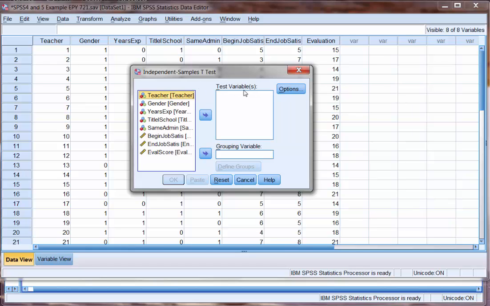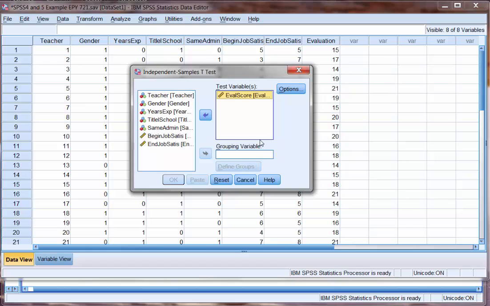First of all, you've got to choose your test variable. This is your dependent variable. And in this case, we want to know what the effect of teacher experience is on their evaluation score. So I clicked on that, and I added it over as my dependent variable.